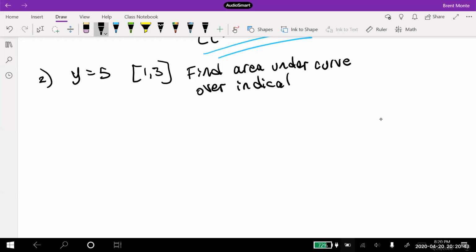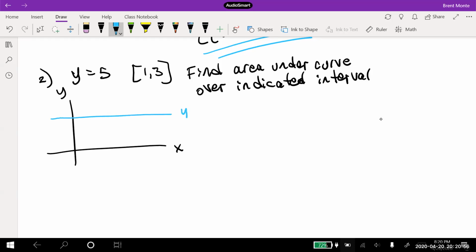So let me draw you a quick picture of this. We've got the function y equals 5. So here's x, here's y, here's the line y equals 5. And what I'm trying to do is find the area between 1 and 3. So it's this area right here. Now last section, let's put a 5 right here so we know that's the height. Last section, we'd say, oh, that's just a rectangle. I know the integral, so we can write it one of two ways.